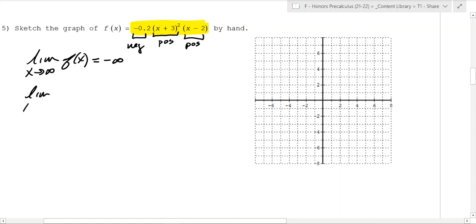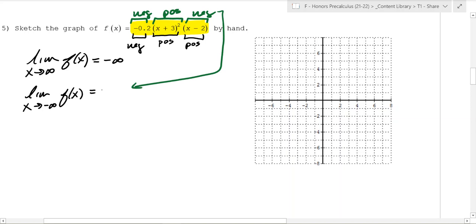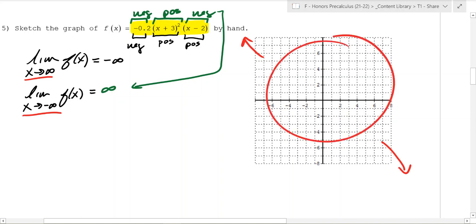What about the limit as x goes to negative infinity of f of x? I'll use green here. Well, this right here is still going to be positive because you squared it, but this is going to be negative, and this is going to be negative. So in this case, this is going to be a negative times a positive times a negative, which is positive. So the end behaviors alone, you're going to end up with, as x goes to infinity, it's going to go down, and as x goes to negative infinity, it's going to go up. So we know it's going to do that in general. We now need to figure out what's in the middle here.